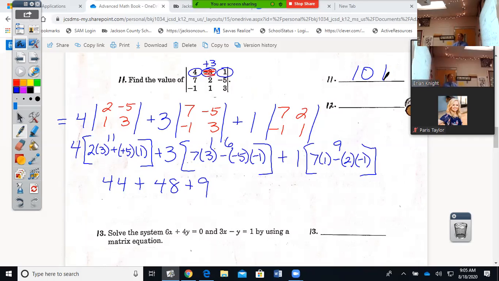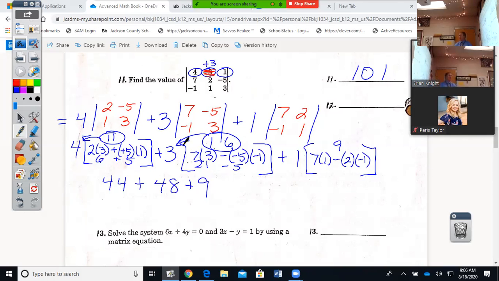Okay? Where'd you get the 44 from? 44, I had 6 here, plus 5. 6 plus 5 is 11. 11 times 4 is 44. Okay? And where's 48? Same way. 7 times 3 is 21. Then you have a negative 5 times -1, so that's a -5. And 21 minus 5 is 16, and 16 times 3 is 48. Okay?